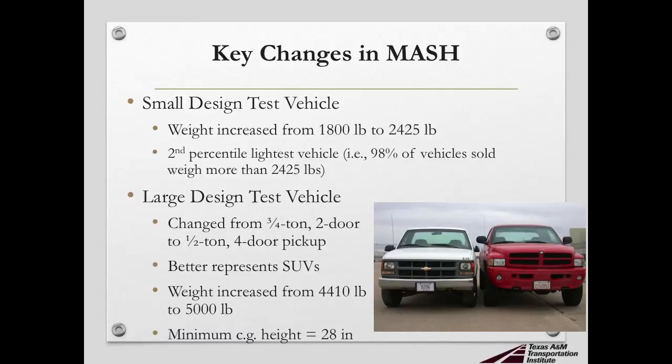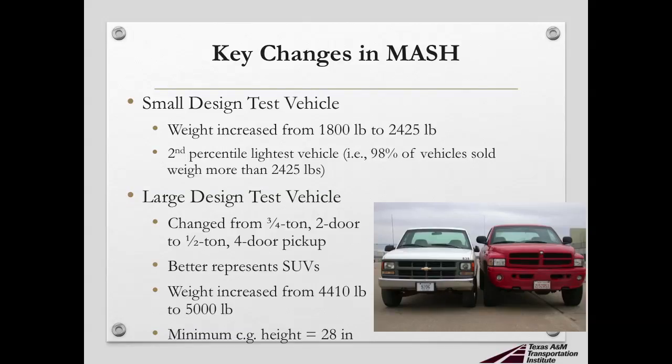And again, that was a reflection of the changes in the vehicle fleet and the increases in weight that we see in those vehicles. And the minimum CG height was specified and is in fact higher than what we were previously testing with. So the bottom line, the large design passenger vehicle increased in weight and it increased in height. And there's an example of that right there for you, where you see the Report 350 pickup truck on the left and what we're typically testing with under MASH on the right.